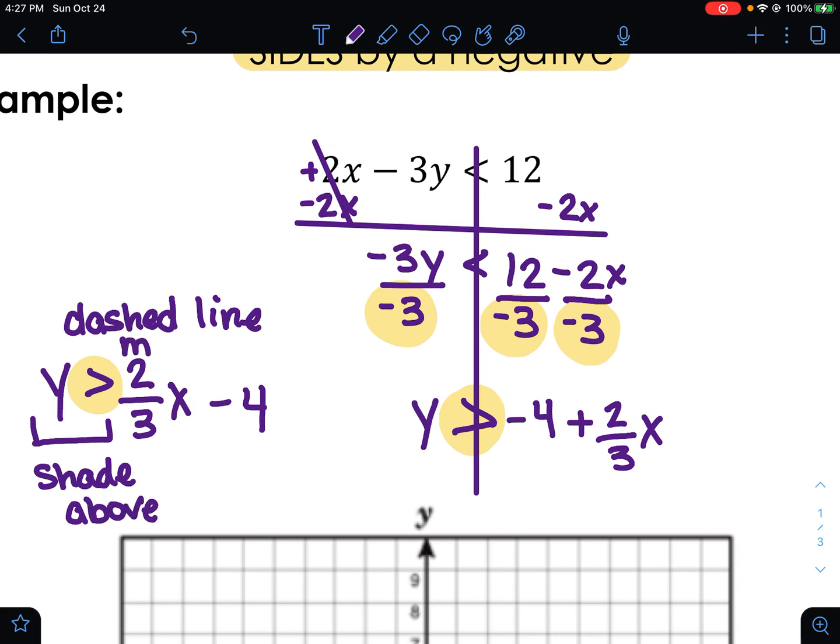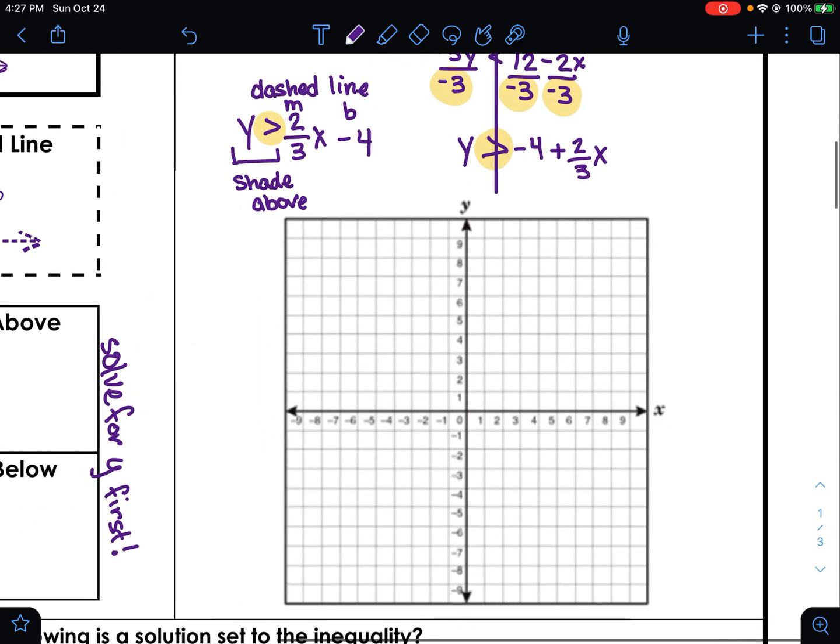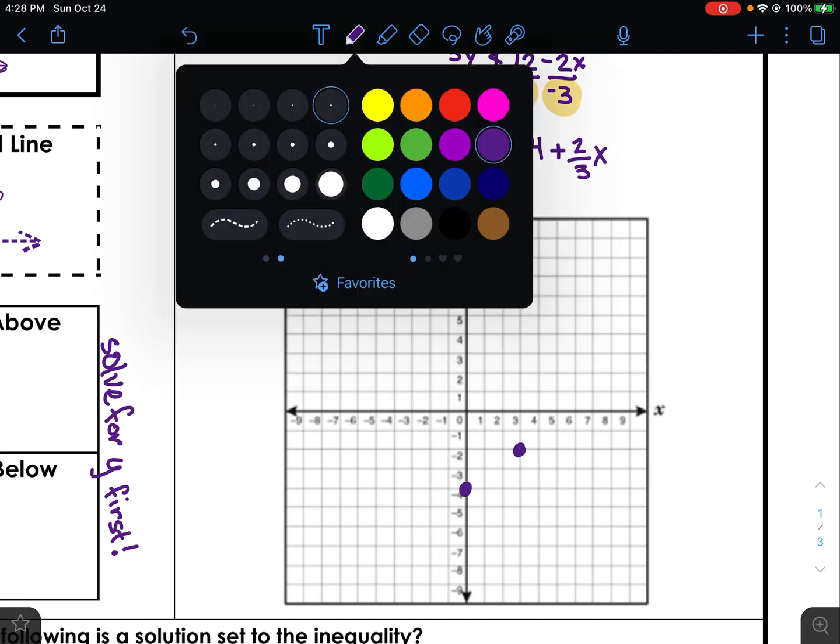So now I'm going to use my slope and my y-intercept to graph. I start by graphing negative 4 on the y-axis. Again, we always start on the y-axis. My slope tells me to go up 2 and right 3. Up 2 from -4, right 3: 1, 2, 3, and I have a new point. All you need is 2 points to graph a line.